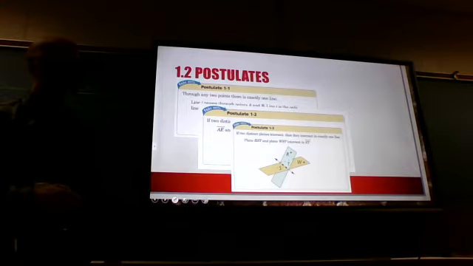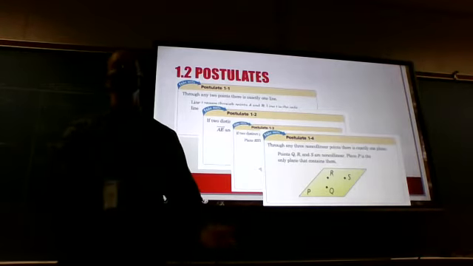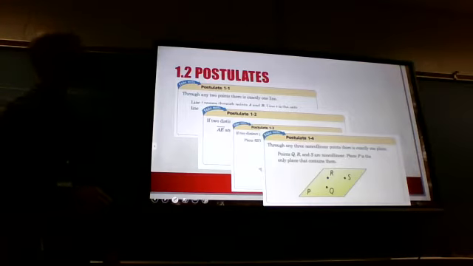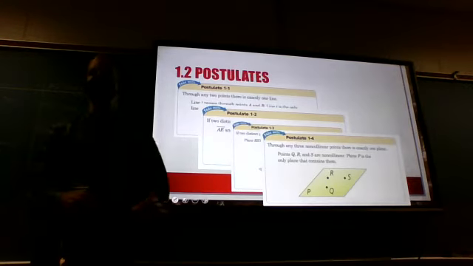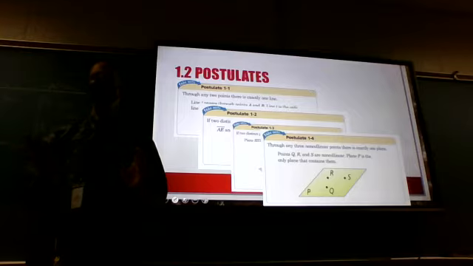And then the fourth postulate is this: through any three non-collinear points, there's exactly one plane. So that kind of goes back to what we've said already. So that wraps up section 1.2. Section 1.2 is kind of easy. It's more about notation and naming conventions.